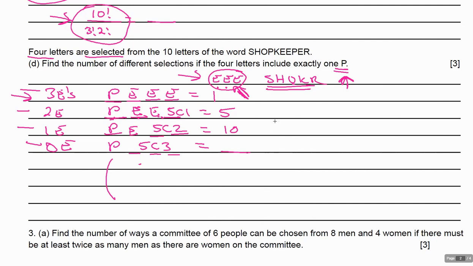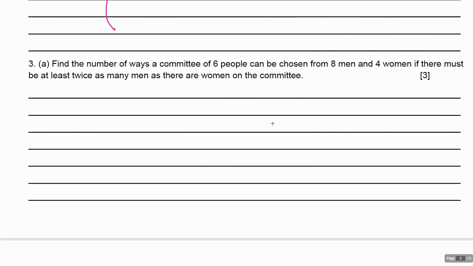What else you got? I have a question on number 3. It says: find the number of ways a committee of 6 people can be chosen from 8 men and 4 women if there must be at least twice as many men as there are women on the committee. Here's another situation where we have scenarios. So let's do men and women. I'm picking how many people? 6 people.